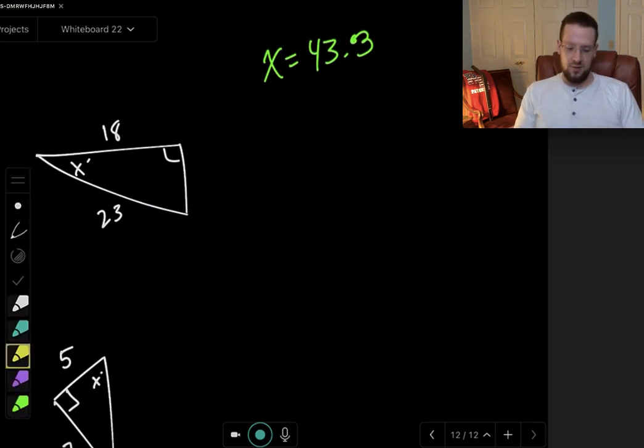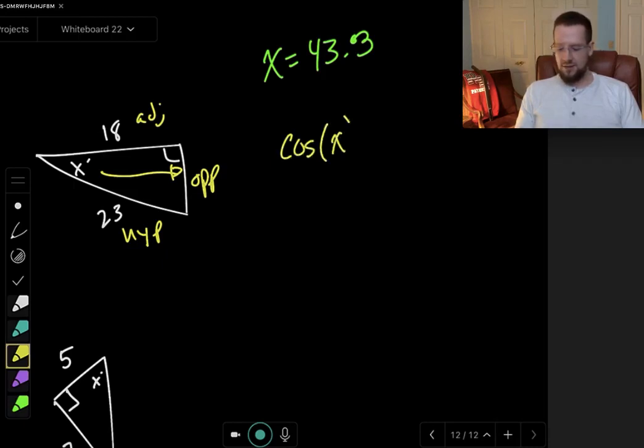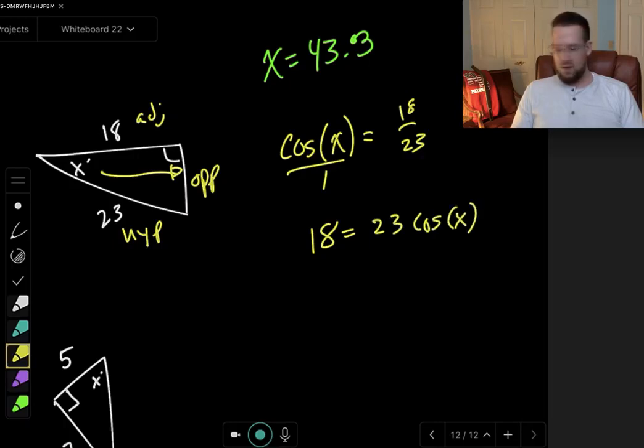Let's look at this next one. So here we have our opposite side, we have our hypotenuse, and here, look, is the adjacent side. So this one, again, looks like it's going to be cosine. Cosine, again, I have these all written up there. So we have the cosine of x is equal to the adjacent over the hypotenuse, 18 over 23. And again, we can cross multiply. 18 times 1 is this. 23 times the cosine of x. We have to divide both sides by 23. Hopefully you can sort of see a pattern here, 23.